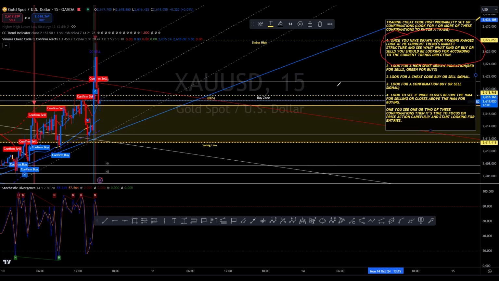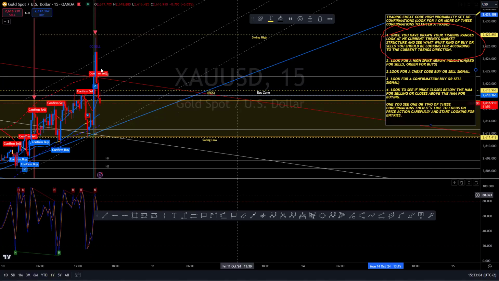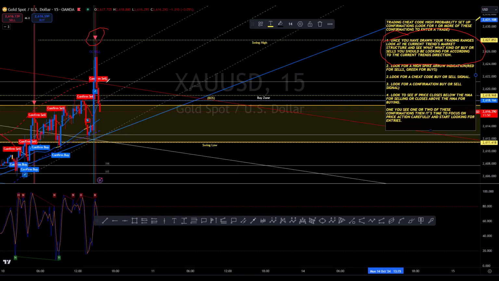The next thing we want to look for is a high spike arrow, which we got here. So that's number one. And we ended up getting a confirmation sell right here. So that's two confirmations. So this may be a good confirmation of a counter trend sell, maybe. And it's also below the HMA. So it might be a sign that this is a good sell.